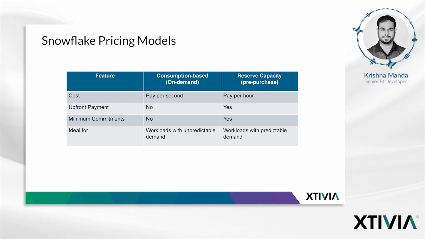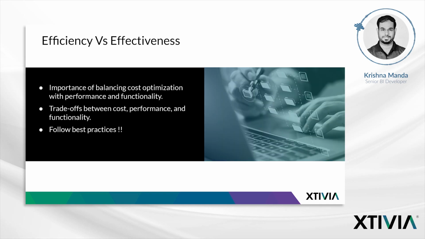for saving costs. So before we jump into the optimization techniques that I want to discuss, the very important thing to know is efficiency versus effectiveness. So when you are optimizing the costs, it's important to have the right balance between efficiency and effectiveness. While it is very important to be efficient in your use of resources, it is also equally important to prioritize effectiveness to ensure that you are delivering real value to your organization.